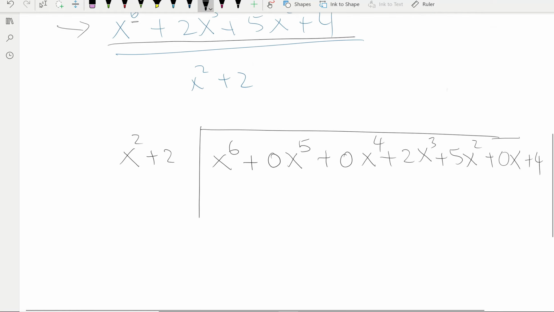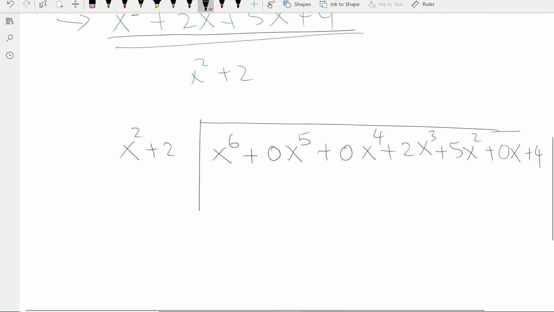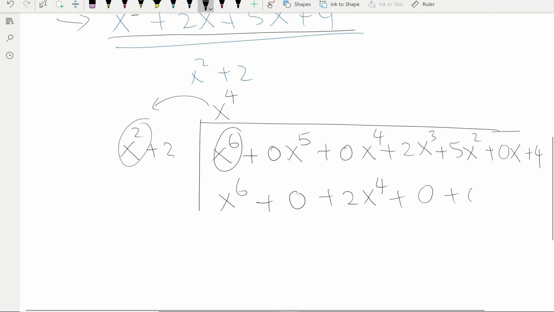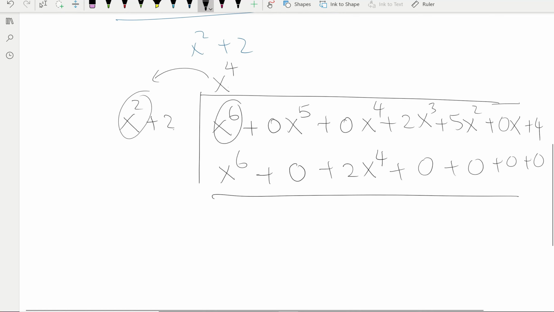Alright, so let's do the polynomial long division. So x to the 6 and x squared. You need to multiply by x to the 4 to create x to the 6 out of x squared, right? Now multiply: x to the 4 times 2 is 2x to the 4. So write it under the x to the 4 term. So there is nothing in the other places. Okay? Alright, so that's crucial. Now subtract.